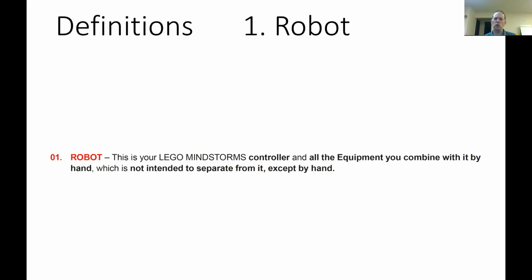I think as far as attachments go, if it's obvious that it would be really difficult to separate that attachment from the robot except by hand, then at the point that that attachment is added to the robot, it becomes part of the robot. So if you set a big attachment down on top of the robot, it's pretty obvious that there's no way for that to get off accidentally. So that's part of the robot at that time.